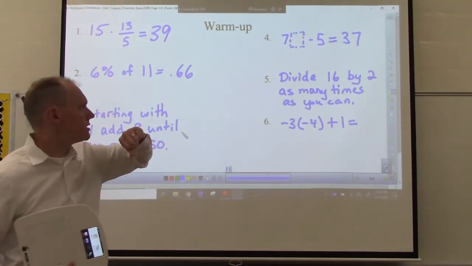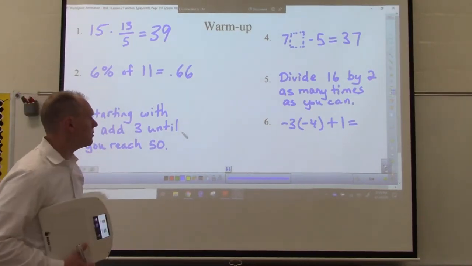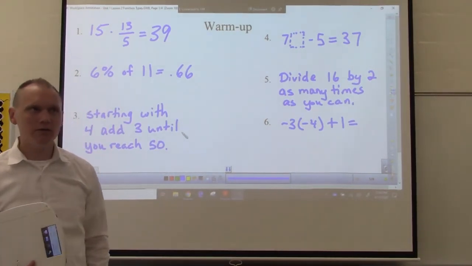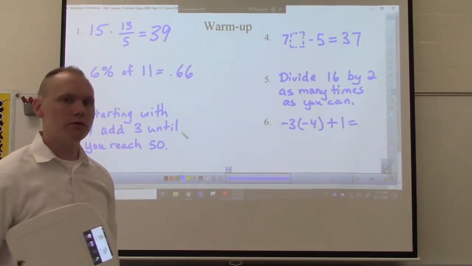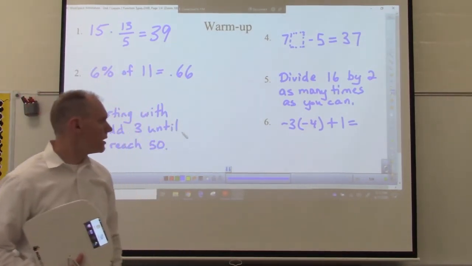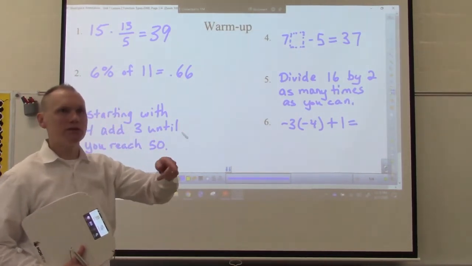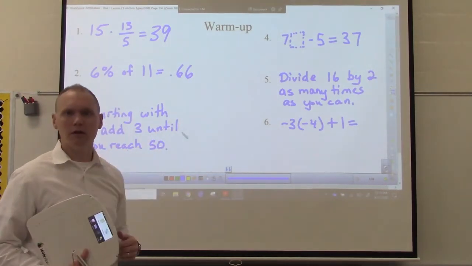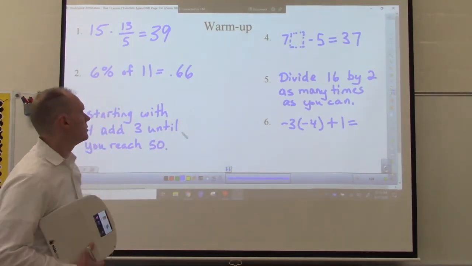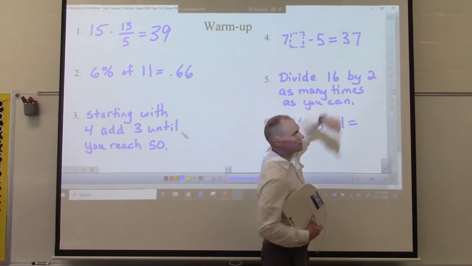Number 4, 7 times box minus 5 equals 37. So what number times 7 minus 5 equals 37? Hopefully you were able to figure that out, and there are a number of different ways to do it. If we're looking for a number minus 5 that equals 37, then we can think about a number times 7 that's equal to 5 more than 37. So this part right here has to be 5 more than 37, so that when we subtract 5, it gets us 37.